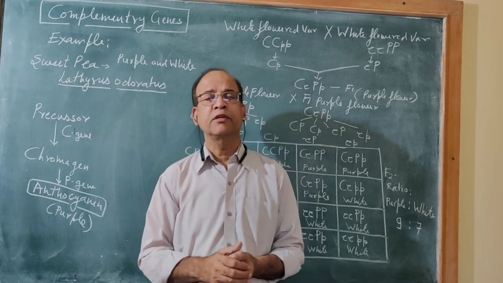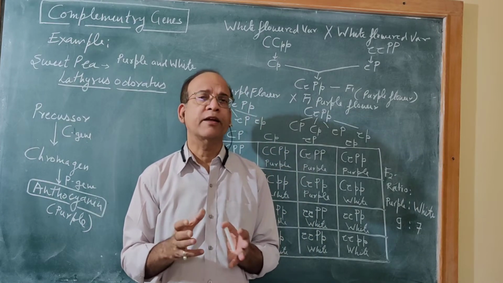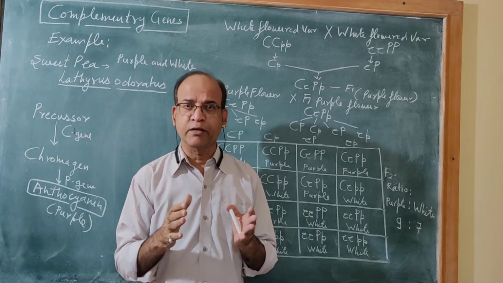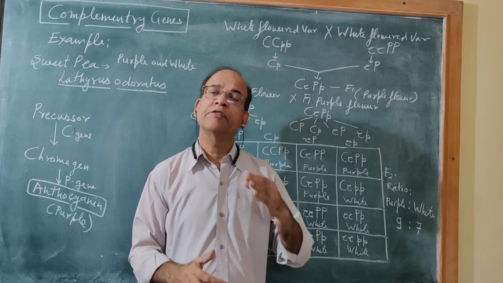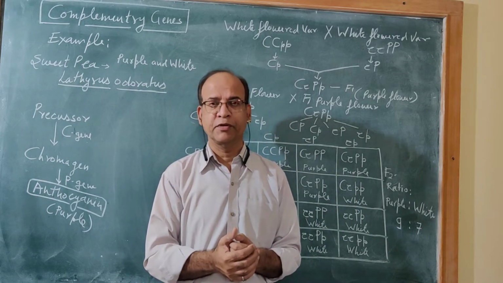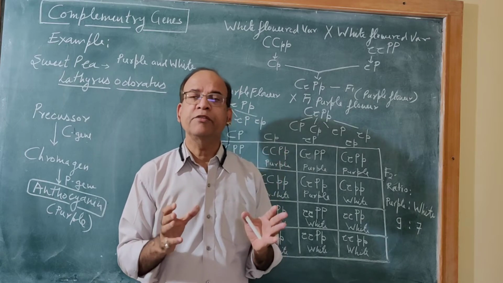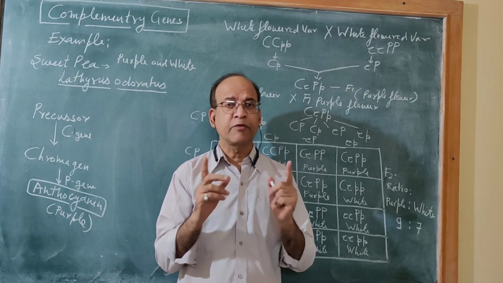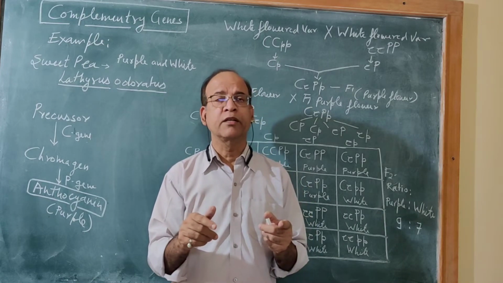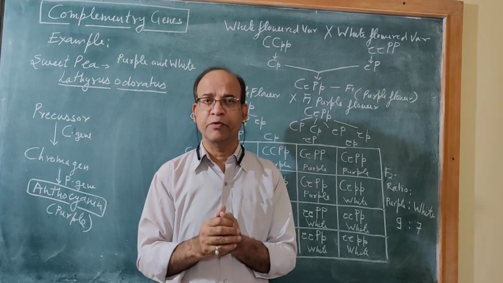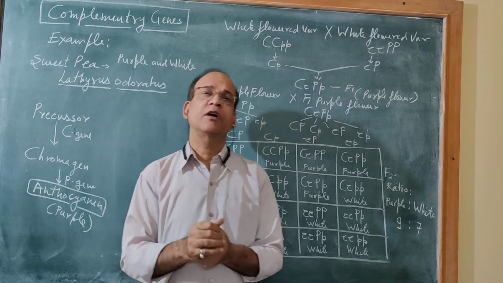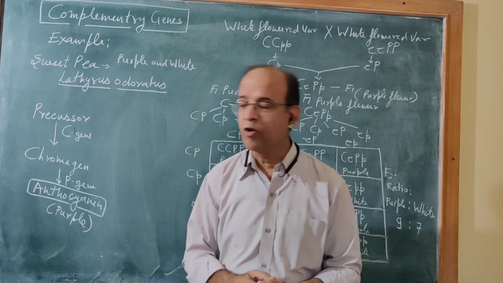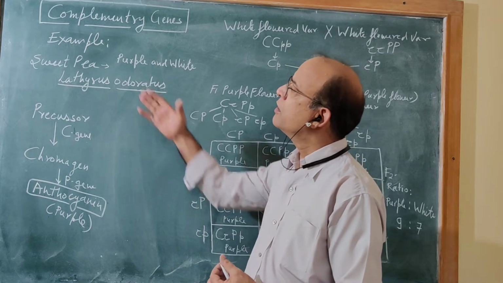But sometimes the two genes interact in a different way, and when both genes are present together, then some other phenotype is produced. So when the genes individually have their own phenotypes, but when both are present together, some other phenotype is produced, then such types of genes are called complementary genes. The example of the complementary gene comes from sweet pea.